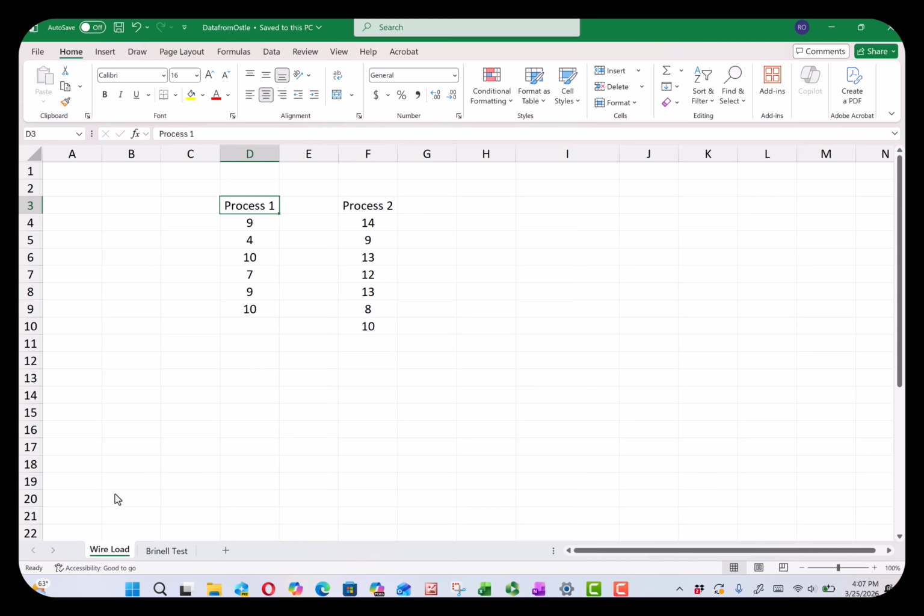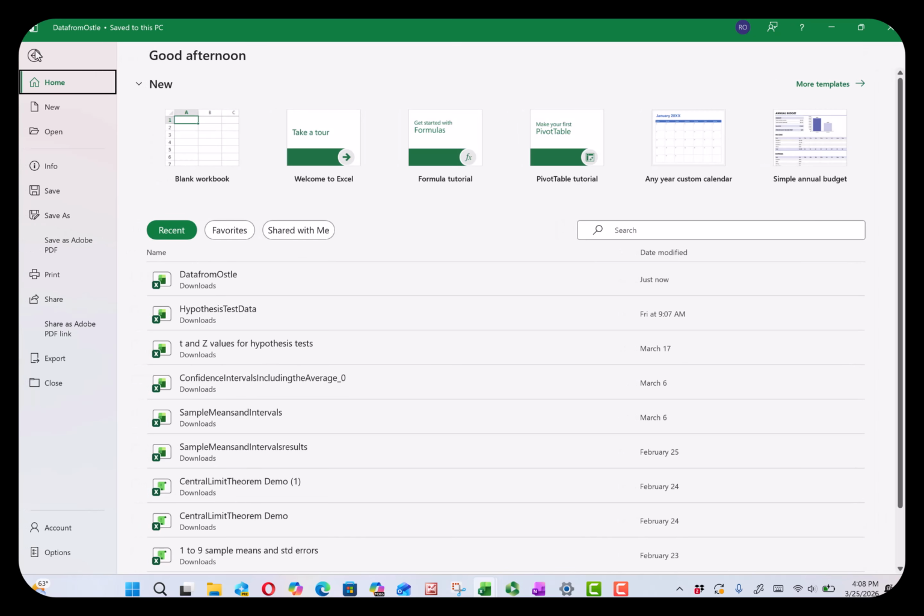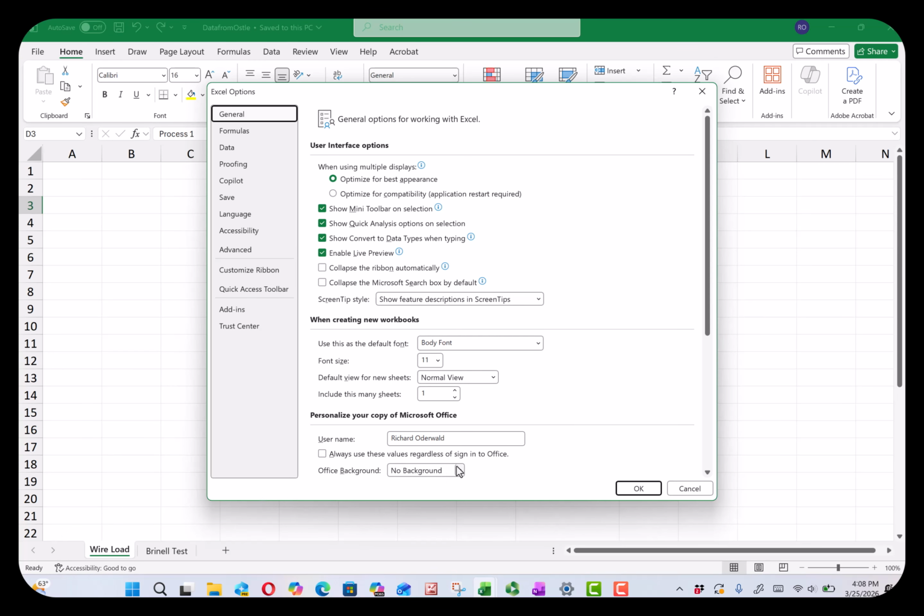For this, we need to have the Data Analysis ToolPak loaded on your computer. If you have a Mac, this isn't going to work because they don't have the Data Analysis ToolPak, so you have to get on a PC somewhere. In File, go to the left-hand menu. At the bottom is Options, and at the bottom of that, we want Add-ins.